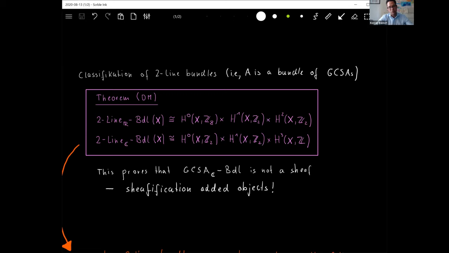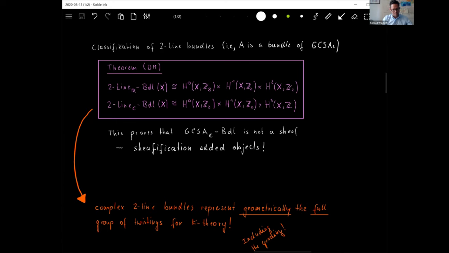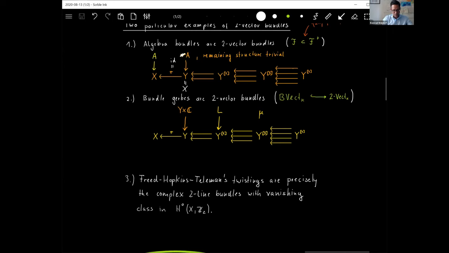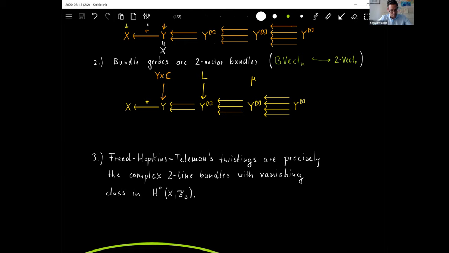Let's note that these groups are famous because that's the full group of twistings of twisted K-theory, including the grading. The grading is a so-called grading twist, which is here in H^0, so that's included. This is the full set of twistings one wants to have. So 2-line bundles geometrically realize these twistings. And this suggests a third example of a 2-vector bundle, namely one can take one of Freed-Hopkins-Teleman's twistings, which are these graded central extensions over local quotient groupoids that resolve the Borel construction, or Borel space, in their case.